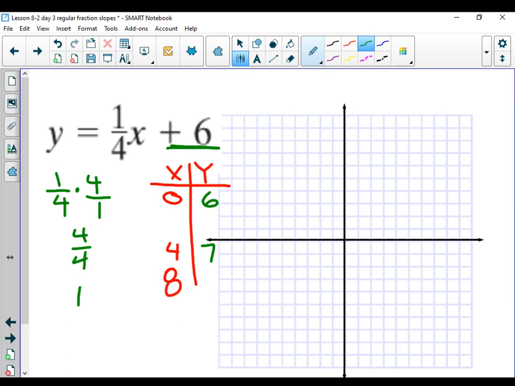I'm noticing today I have to write more stuff down than yesterday. The whole numbers yesterday, my brain was like, got it. The fractions today, my brain's like, I better write that down. All right, 1/4 times 8 over 1.